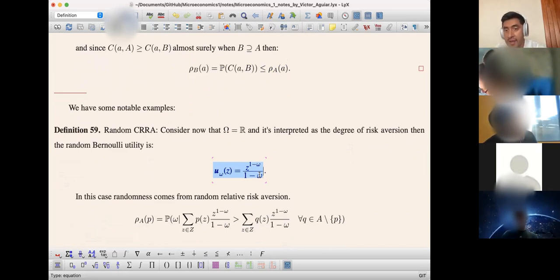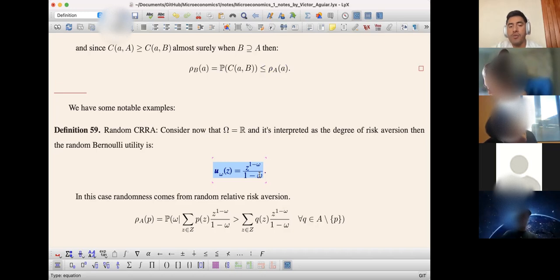Now, in this particular example, I'm going to interpret this coefficient as the source of randomness. So essentially, you can see that this is going to be the omega. So in this interpretation, the Bernoulli utility is of course random because the relative risk aversion is random. So in this case, it is x to the power 1 minus omega, divided by 1 minus omega.